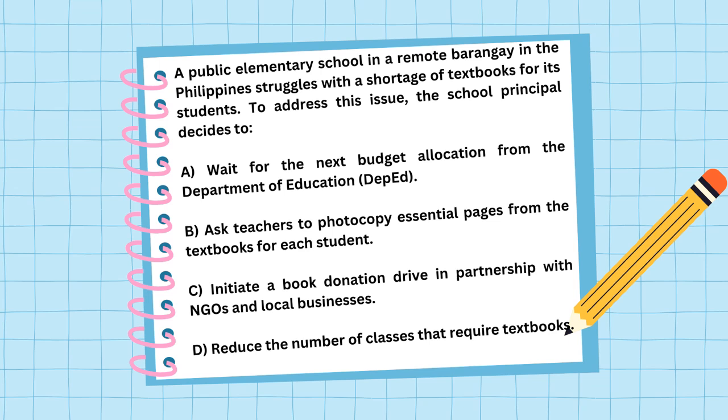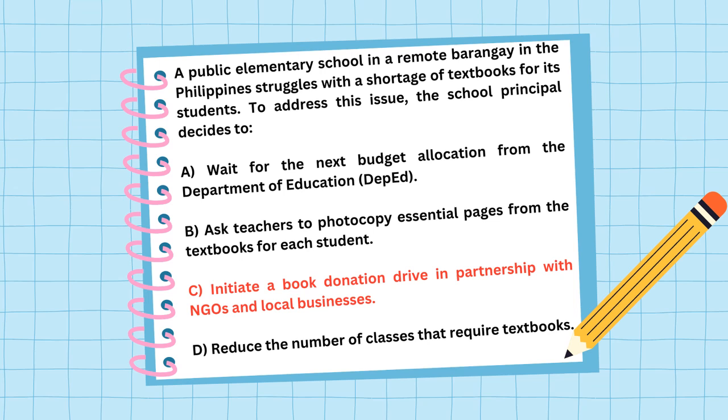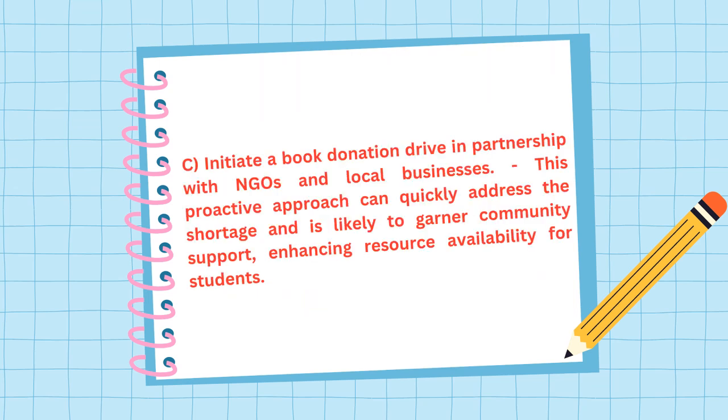5, 4, 3, 2, 1. Time's up. Yes, you made it right. The correct answer is letter C. Initiate a book donation drive in partnership with NGOs or non-governmental organizations and local businesses. This proactive approach can quickly address the shortage and is likely to garner community support, enhancing resource availability for students.